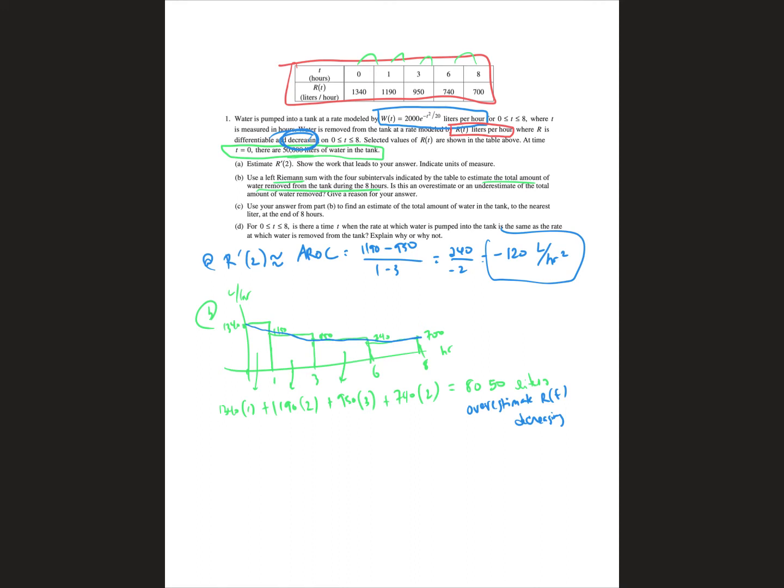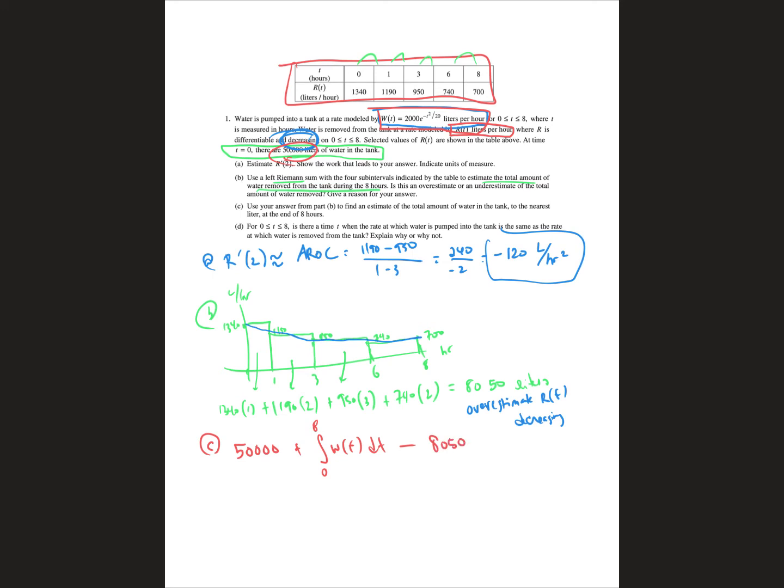So part C. Use your answer from part B to find an estimate of the total amount of water in the tank to the nearest liter at the end of 8 hours. So this is that thing that we were talking about earlier, where total amount is starting amount, which was 50,000 liters, plus the amount that was added, which would be this. That's a rate of change though, so we want to take a definite integral, and we want to go from time 0 to time 8 of that function, W of t, minus the amount that we took away, which we just calculated in part B was an estimate of 8,050.